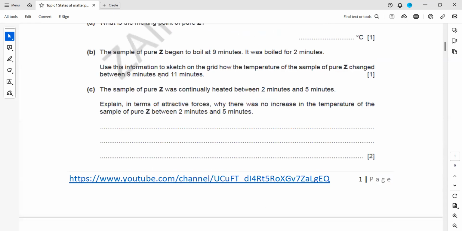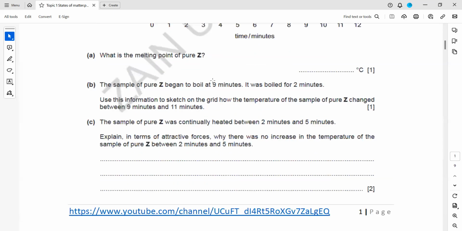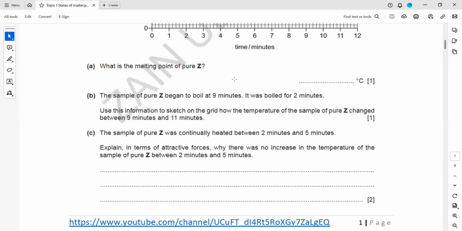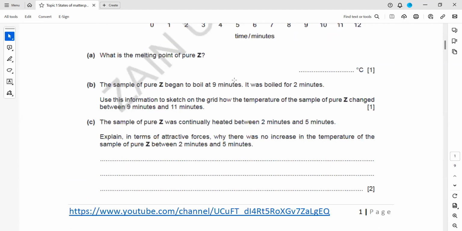A sample of pure Z was heated between 2 minutes and 5 minutes. As you can see, from 2 to 5 minutes, it was melting. Explain in terms of attractive forces why there was no increase in temperature between 2 minutes and 5 minutes. And it's 2 marks. That's good because the heat is supplied. The heat was used to overcome the attractive forces or break the bonds between the particles in a solid. That's why.